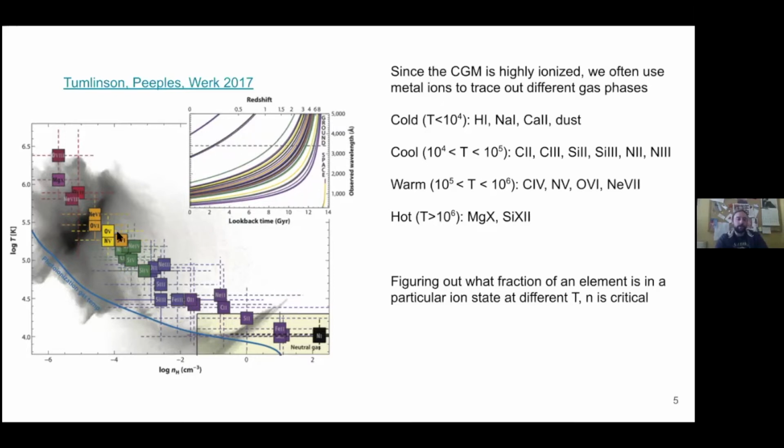But figuring out specifically what happens, especially when you're not directly on this line, but if you're over here or if your gas is down here, the gray points here are from a simulation, but we don't know that the simulation is super accurate as to the state of the CGM. We're going to want to be really careful about how we get the correct fraction of a certain ion and not just look and say, oh, it's oxygen 6, it must be exactly this temperature and density, because that won't be true.